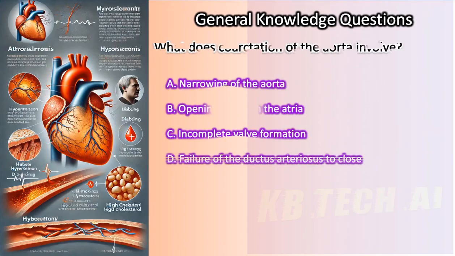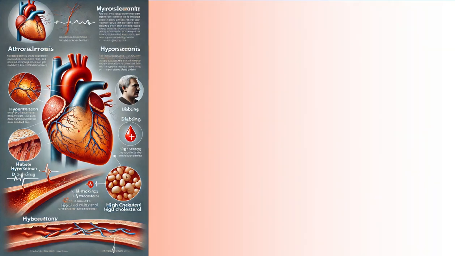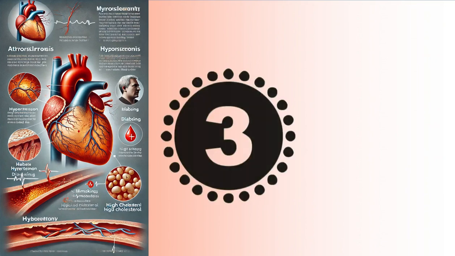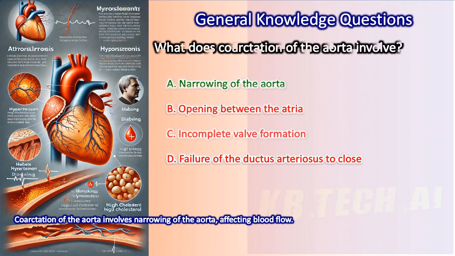What does coarctation of the aorta involve? Option 1, narrowing of the aorta. Option 2, opening between the atria. Option 3, incomplete valve formation. Option 4, failure of the ductus arteriosus to close. The answer is option 1, narrowing of the aorta.